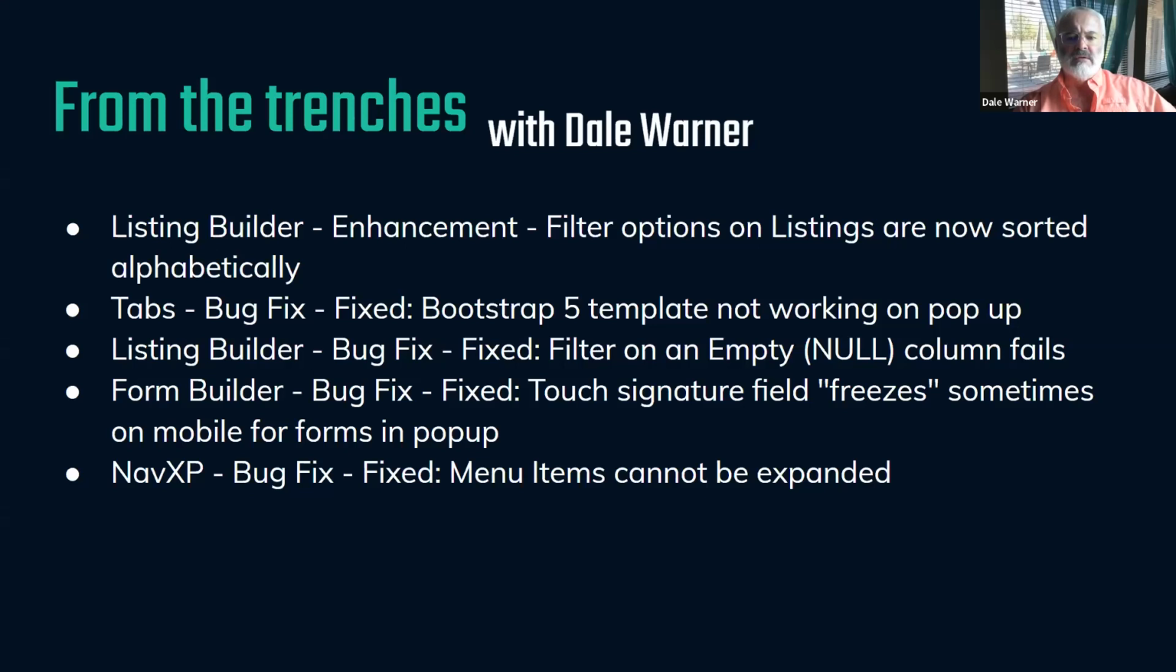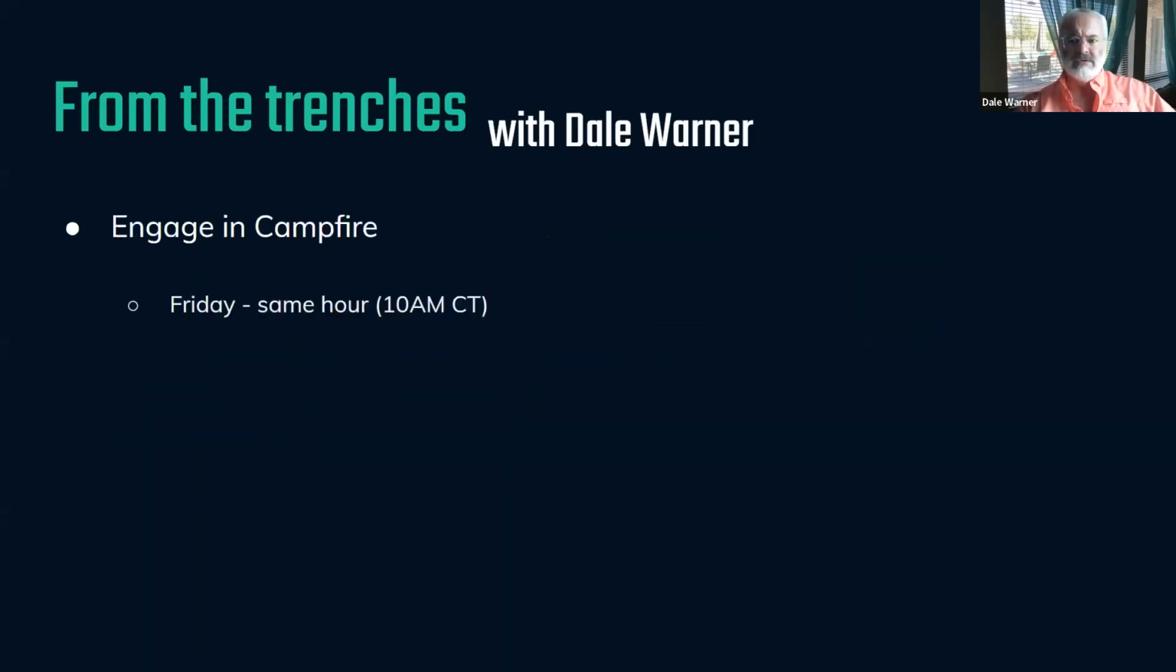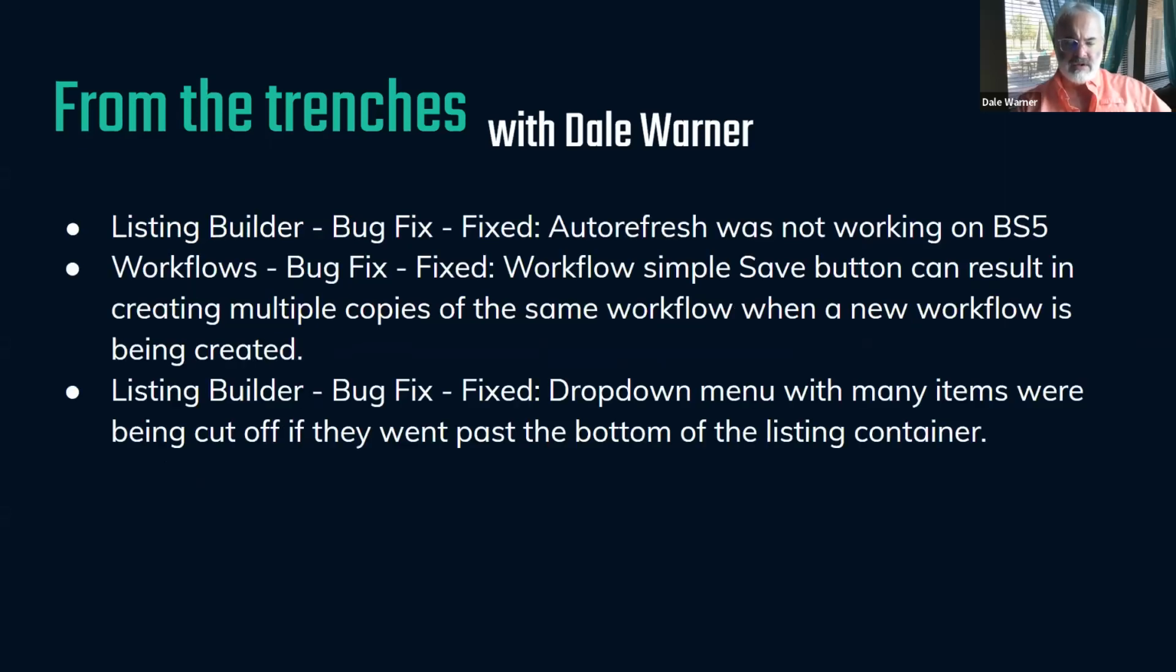We fixed an issue where Bootstrap 5 templates were not working on pop-up. So Bootstrap 5 template wasn't doing pop-ups correctly. That's fixed. In listing, the ability to filter on a null column in Form Builder. Also, a touch signature field was freezing in certain mobile applications, so that's fixed. In our menu builder NavXP, menu items could not be expanded, and now they can in Bootstrap 5.